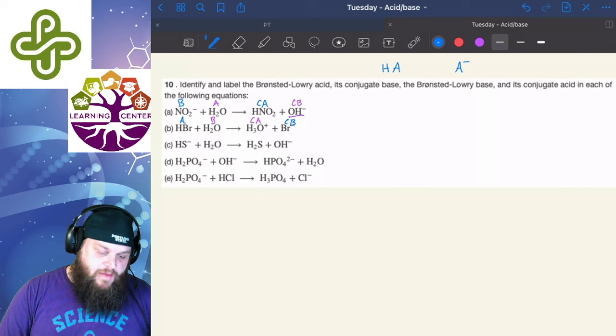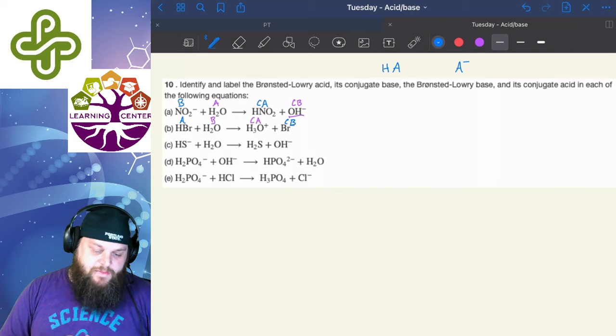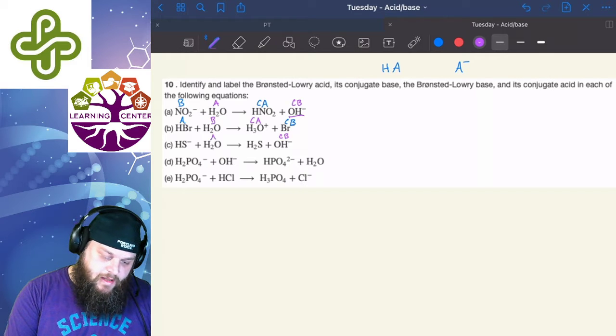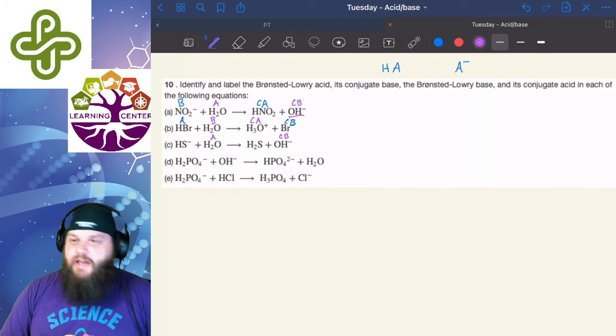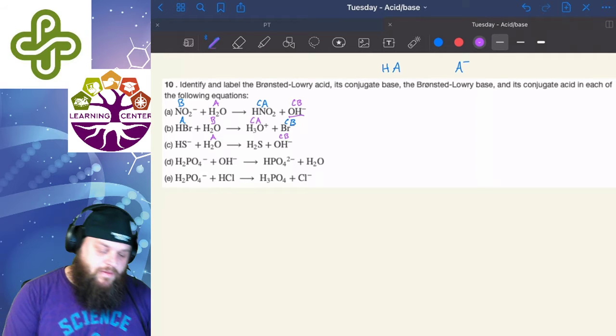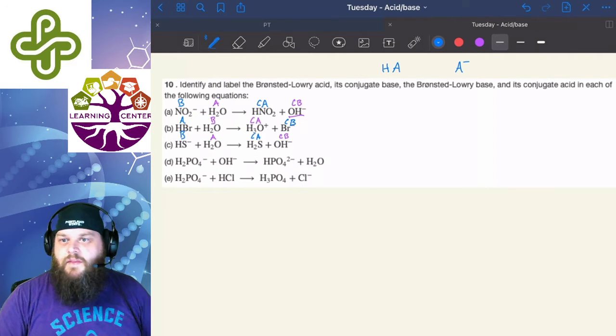Part C, we have HS minus plus H2O produces H2S plus OH minus. Anytime we see this OH over here, we know that's going to be our conjugate base on the product side, meaning that H2O is acting as an acid. And we can see that HS minus is gaining a hydrogen, so it's acting as a base, gaining that proton. So we can say that is going to be a base. And H2S is the conjugate acid in that regard.